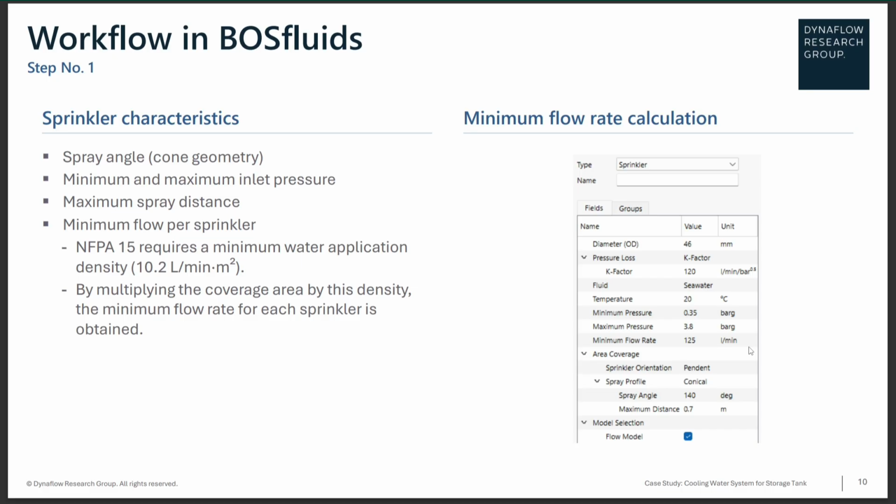So just to explain it, what we do is we multiply the minimum flux or density of water that we need on the surface of this tank times the area that is covered by those sprinklers, the rundown area, and with that we obtain the flow rate. And lastly, we have the spray angle and the maximum distance.